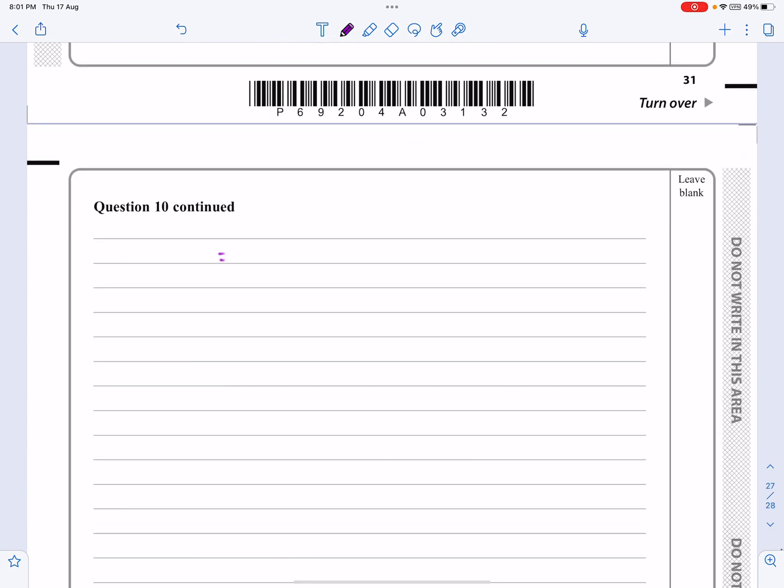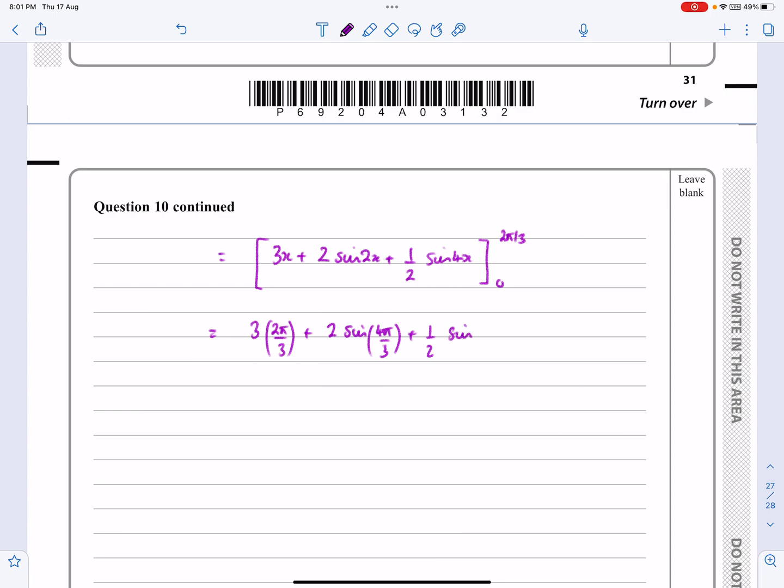Let's tidy that up. So we've actually got 3x plus 2 sine 2x plus a half sine 4x, all between 2 pi over 3 and 0 now. So putting that in is 3 lots of 2 pi over 3. It's 2 sine 4 pi over 3 plus a half sine 8 pi over 3. Just be careful with all of these values.